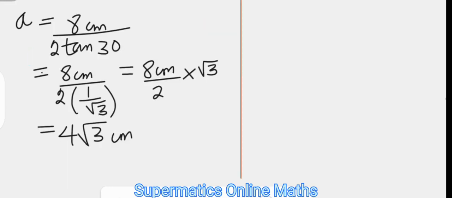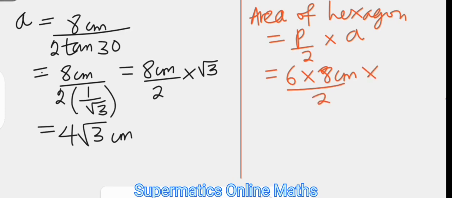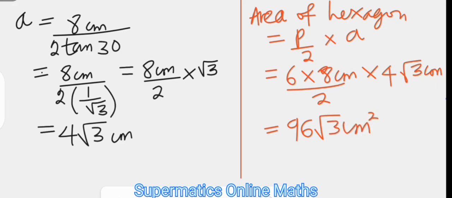Now that we have the length of the apothem, the area of this hexagon is going to be its perimeter over 2 times the length of the apothem, and the perimeter, being a hexagon, is going to be 6 times 8 centimeters over 2 times the length of the apothem, which is 4 root 3 centimeters, and this gives 96 root 3 centimeters squared as the area of this regular hexagon.